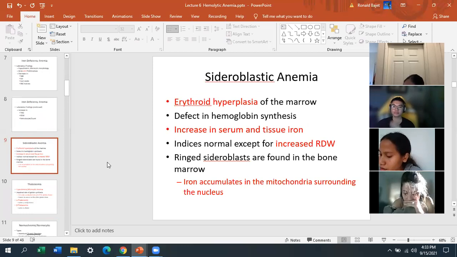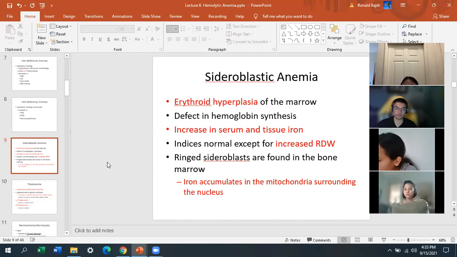Okay, in sideroblastic anemia, it's similar to iron deficiency anemia. Erythroid hyperplasia in the marrow. Again, you have a very active bone marrow. The erythroid precursors are active in the bone marrow because it's responding. Again, it's responding to iron loss. Okay, so here is a defect in hemoglobin synthesis. And that's common. Defect in hemoglobin synthesis is also common in other anemias. Increase in serum and tissue iron. Indices are normal except for increase in RDW, just like iron deficiency anemia.